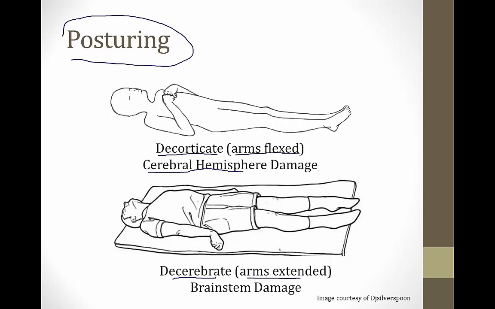That's where the arms are extended, and this is more common in brainstem damage. It's believed that the red nucleus is the key here. The red nucleus has a lot of flexors involved in its system. So if the lesion is above the red nucleus and the red nucleus can still function, you get decorticate posturing with the arms flexed. If the lesion is at or below the level of the red nucleus, like in the brainstem, you get decerebrate posturing.